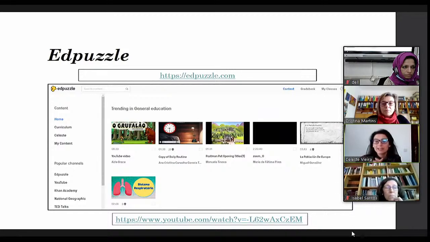For example, they can create projects in Portuguese, in groups or individually, and the teacher can give feedback and follow the evolution. Let's see a video about Edpuzzle.